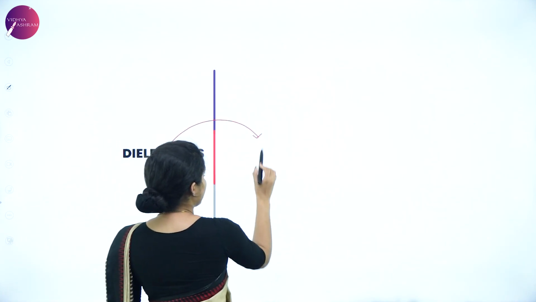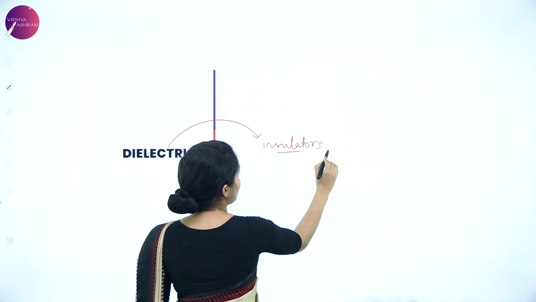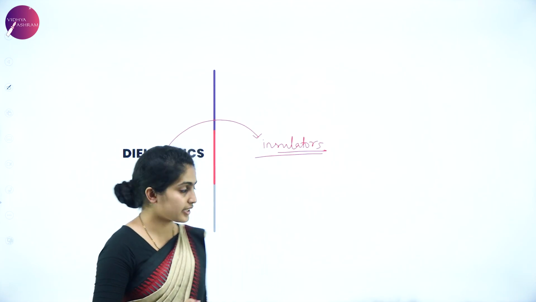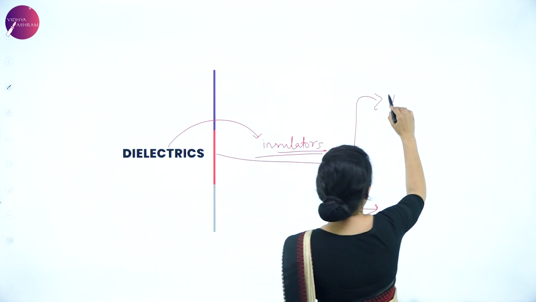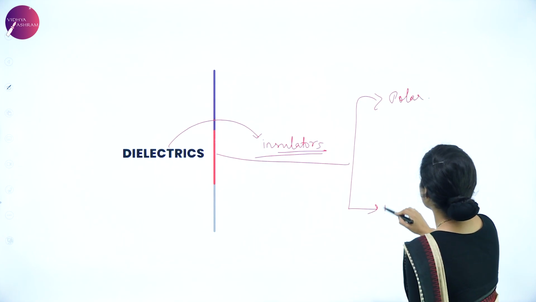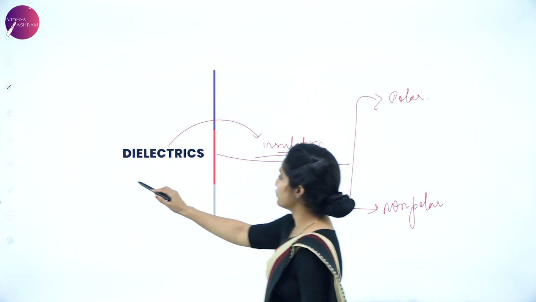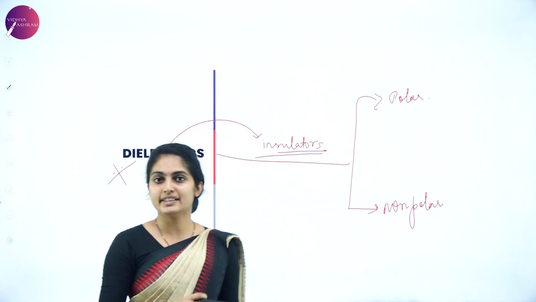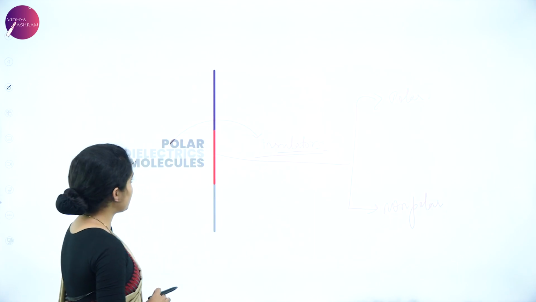Next, we have dielectrics. So what are dielectrics? Dielectrics are the insulator type which does not allow the flow of any sort of electrons and charges through it. There are two types of dielectrics: one is polar and the other is non-polar dielectrics. This is one of the most important concepts, and a dielectric is also called a non-conducting substance.